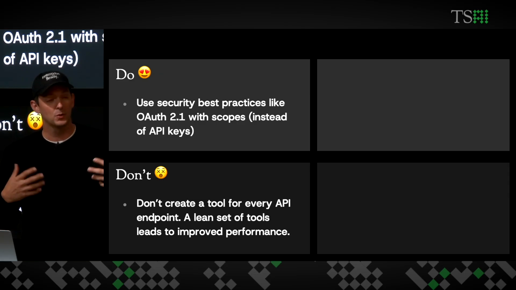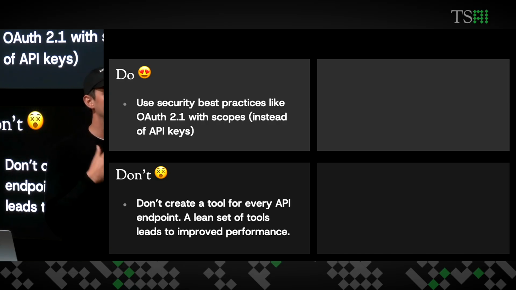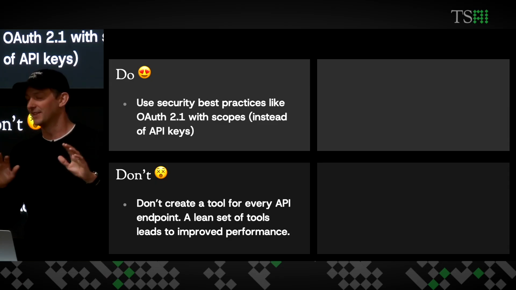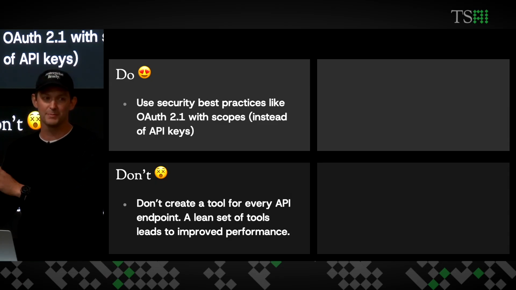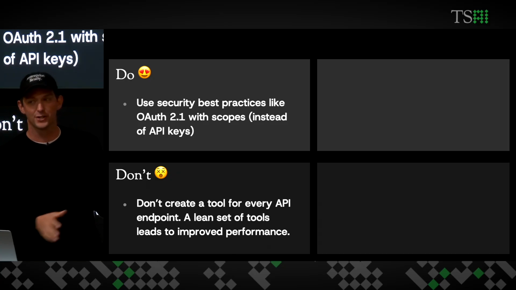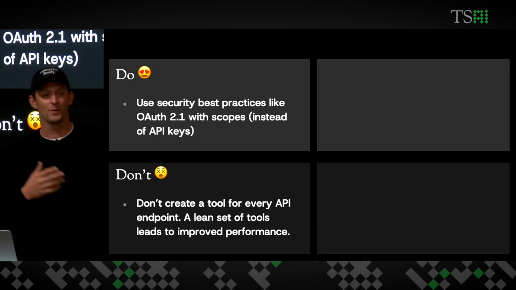Don't create a tool for every API endpoint. This is not building an API. Tools are not API endpoints. That is the very first thing people often end up doing. You'll find a lot of stuff online where it'll take your OpenAPI spec and spit out an MCP server, and that MCP server will be trash. It won't work, and the performance will be terrible.